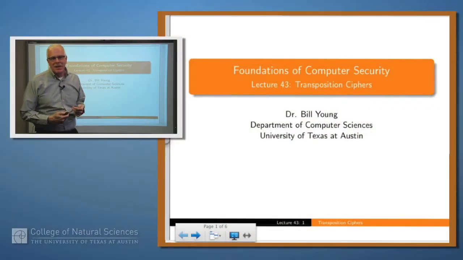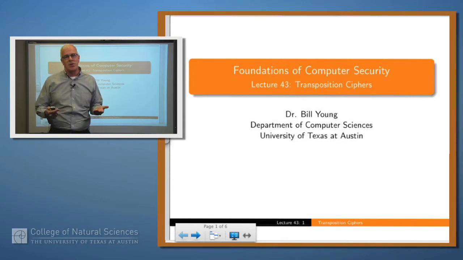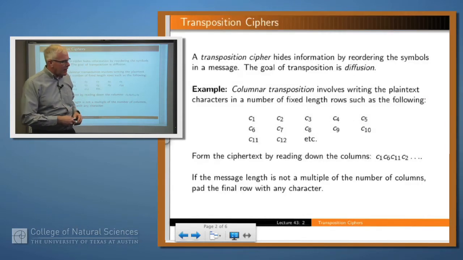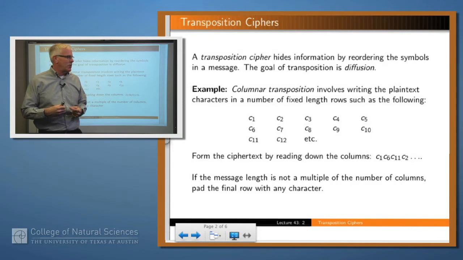Welcome back. A couple lectures back we talked about the notions of transposition and substitution, and we talked about some substitution ciphers. In this lecture we're going to talk about some ciphers which basically use transposition. Okay, so what's the idea? Remember, transposition is a cipher in which you take the characters within a text and move them around through some systematic process so that you can recover the original text.